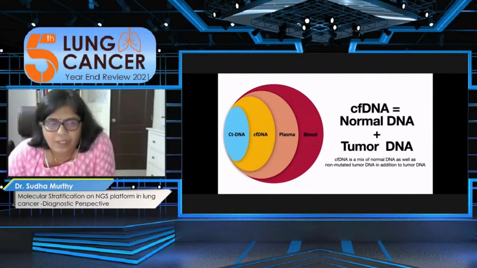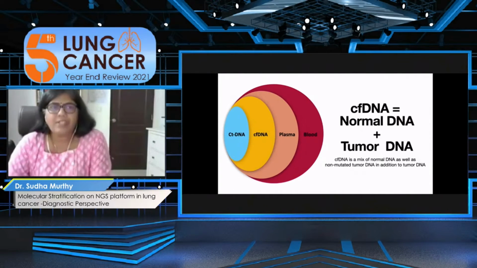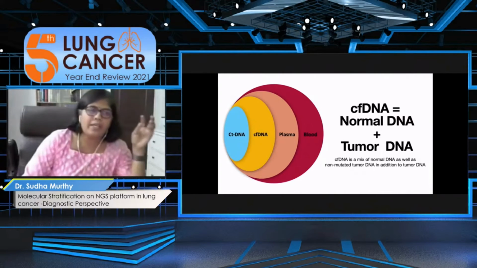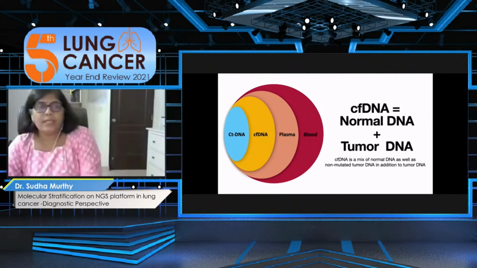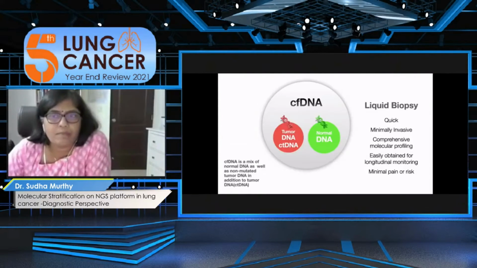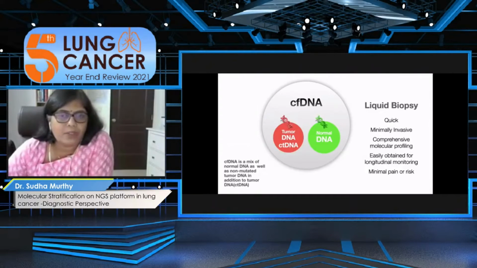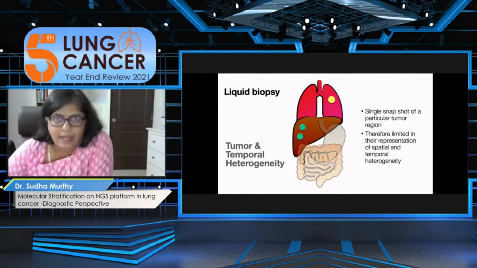Now, we have to differentiate between cell-free DNA, which includes the normal DNA and tumor DNA, as opposed to circulating tumor DNA, which is specifically coming from the tumor. So, it is very important you look at the circulating tumor DNA component rather than the cell-free DNA, which also includes the DNA coming from WBC and other cells, non-tumorous DNA.